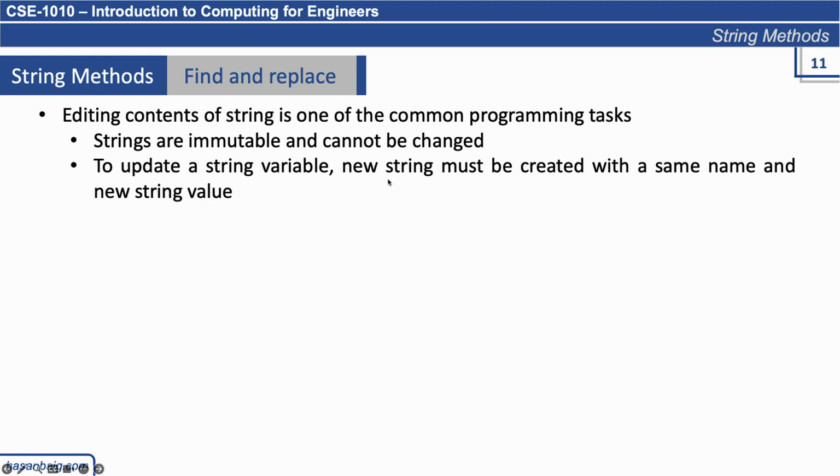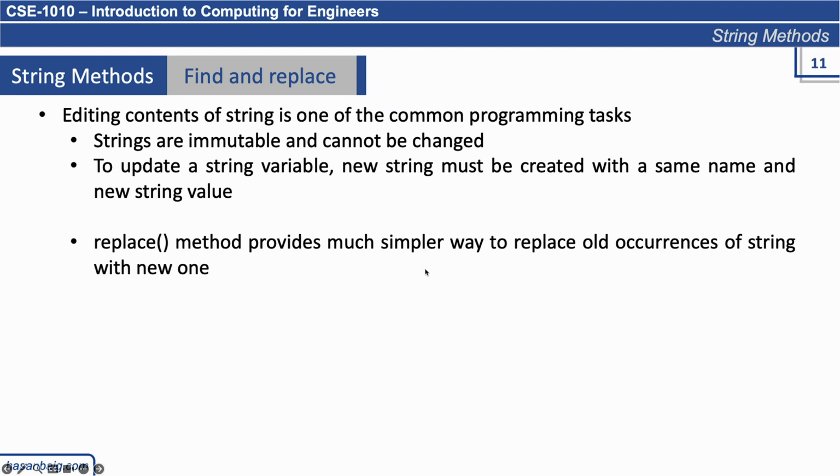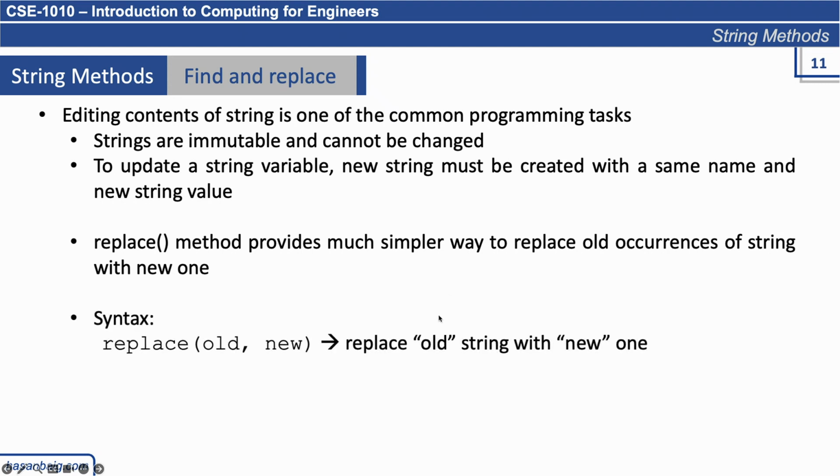To update a string variable, a new string must be created with the same name and a new string value. This is what I have just mentioned. The replace method provides a much simpler way to replace old occurrences of a string with a new one. The syntax would be the replace method: you pass the old string and then you pass the new one. It replaces all the old occurrences in the string with the new one.